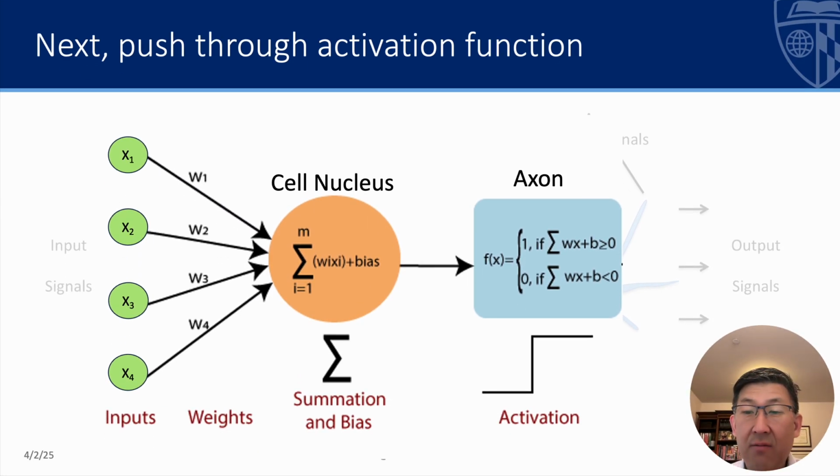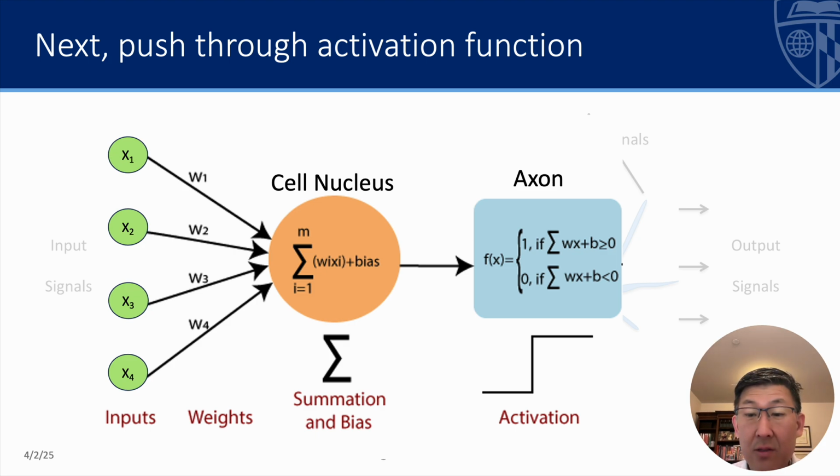put it through an activation. Here is a very simple stepwise activation. If this value is greater than or equal to 0, then it activates, you get a 1. If it's less than 0, you get nothing. And so this is basically the signal that is transmitted through the axon when it hits a particular threshold.